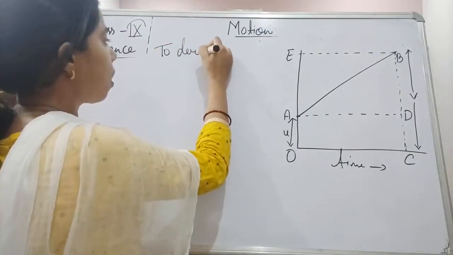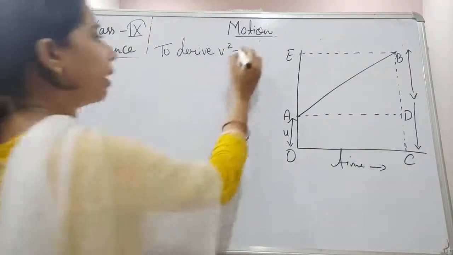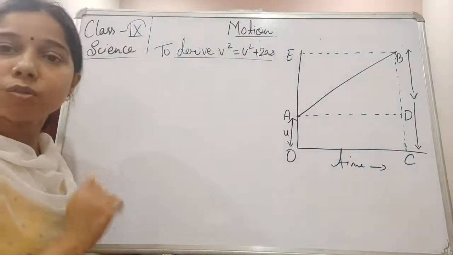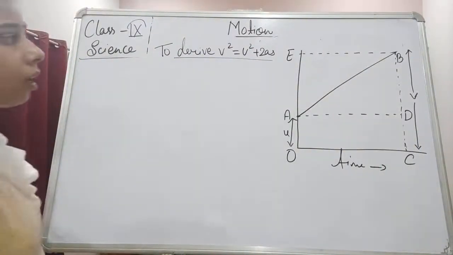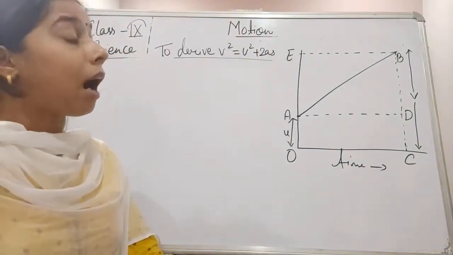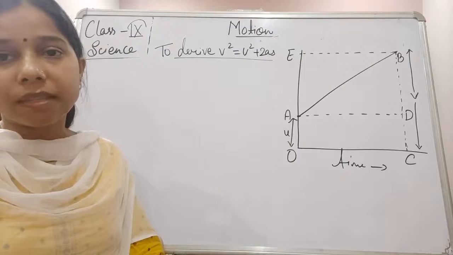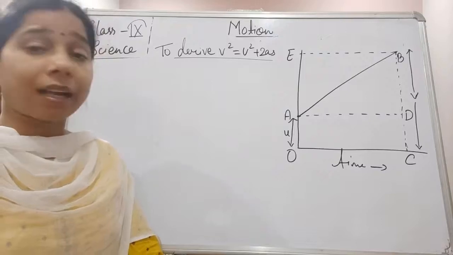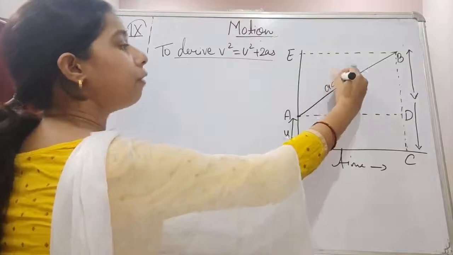Now before we go further and try to understand the third equation, to derive v square is equal to u square plus 2as with the help of the graphical method, how can we solve this? What are the things that we have understood, students? At first we derived the first equation of motion, v is equal to u plus at, with the help of the slope, which represents the acceleration.